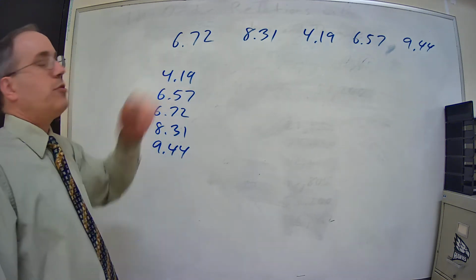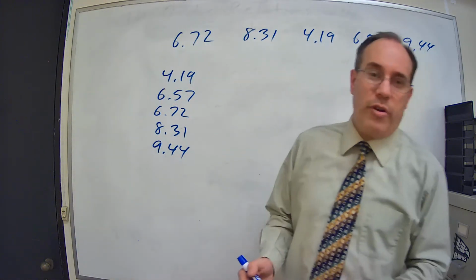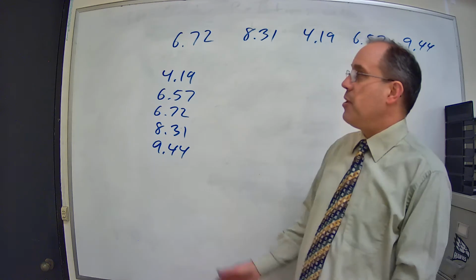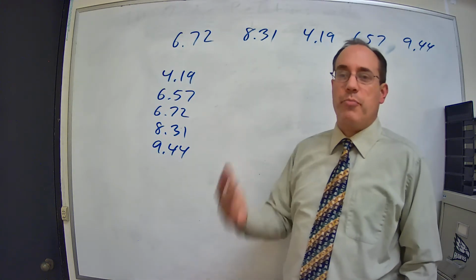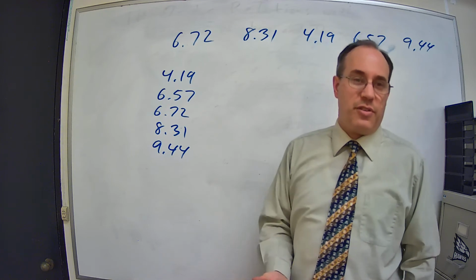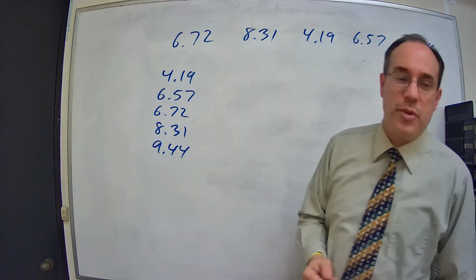So we can put decimal numbers in order the same way we can put whole numbers in order. So it works exactly the same. The most important thing when putting numbers in order is to make sure that you're comparing the same place values. As long as you do that, you should be okay.